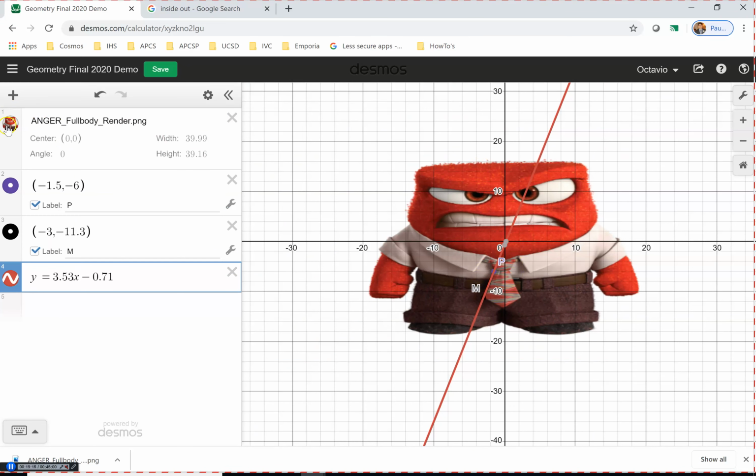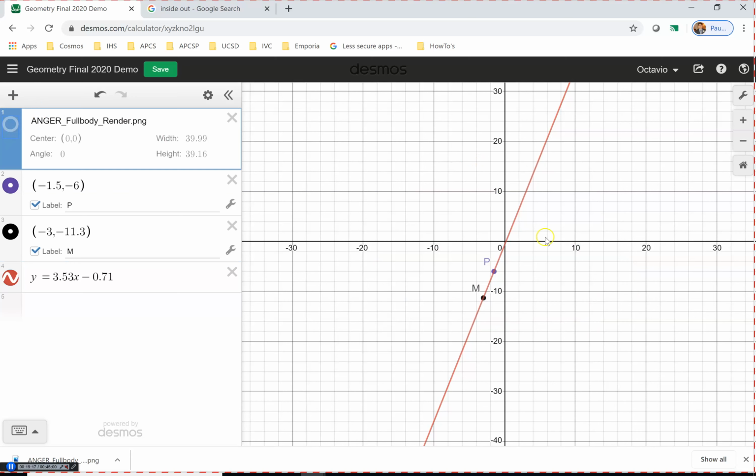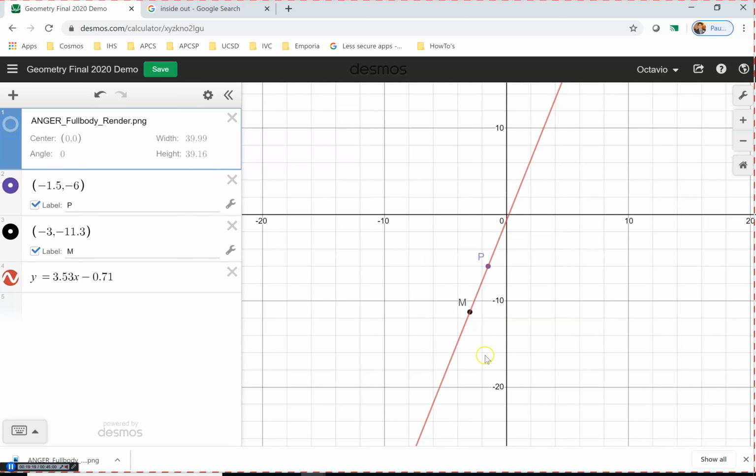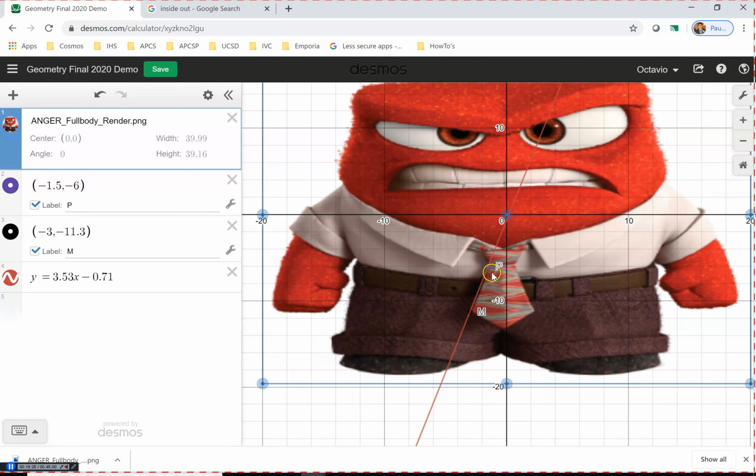What I want to do is temporarily hide my image. Notice how the line goes through the 2 points, which is what I want because I want to make that tie right there. It looks to me like it could be a better fit, but it's okay. For now, we can play with this later on. This looks good to me. So we have that tie.